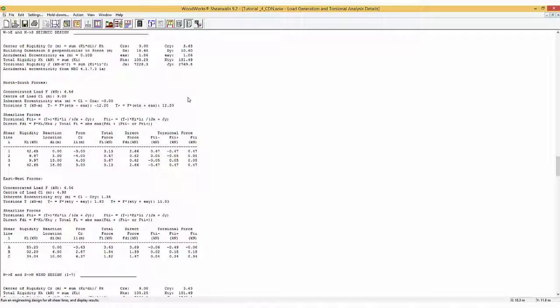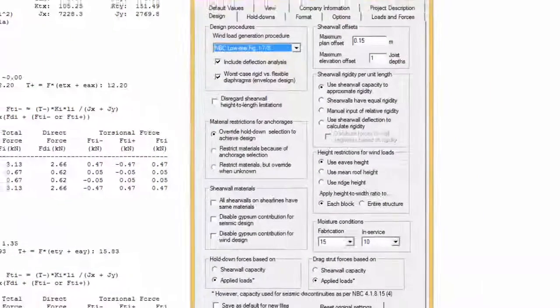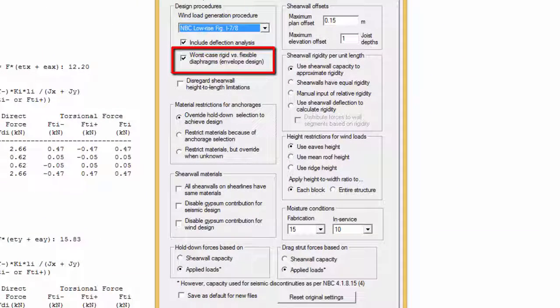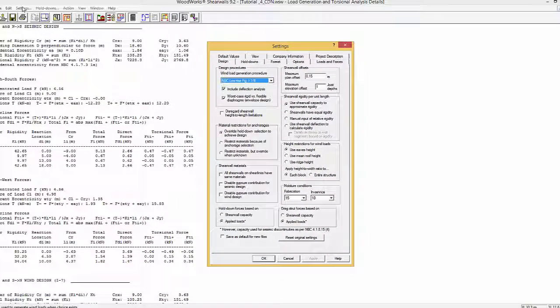Shearwalls has integrated a design option that allows you to design the structure, when parameters are left as unknown, based on the worst case of rigid versus flexible diaphragms, thus having only one physical design wall for all load cases rather than having different walls for each load case. This option can be found in the Settings menu and is further discussed in Tutorial 3, Design Settings. This concludes the tutorial about flexible and rigid diaphragm distribution.